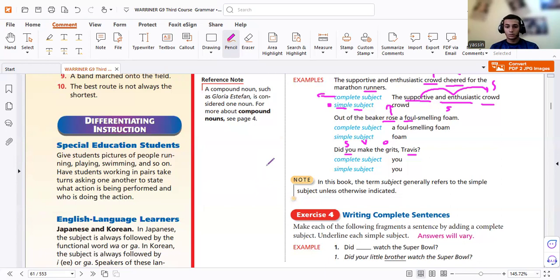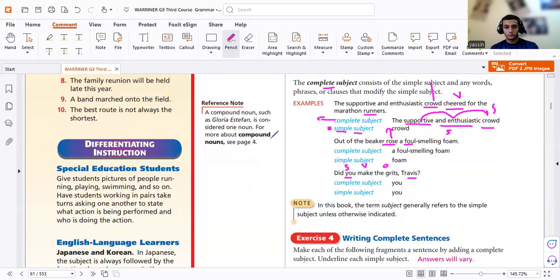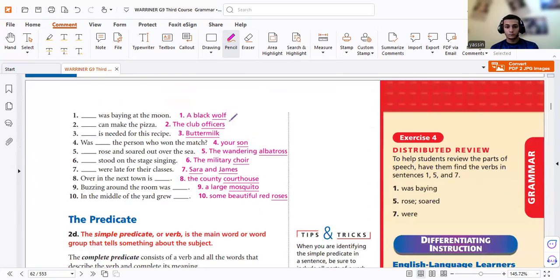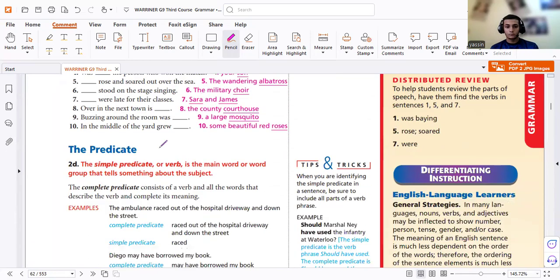Now let's go to the next. Here, of course, you can add a subject to the sentence, no problem. At home, you can read it.